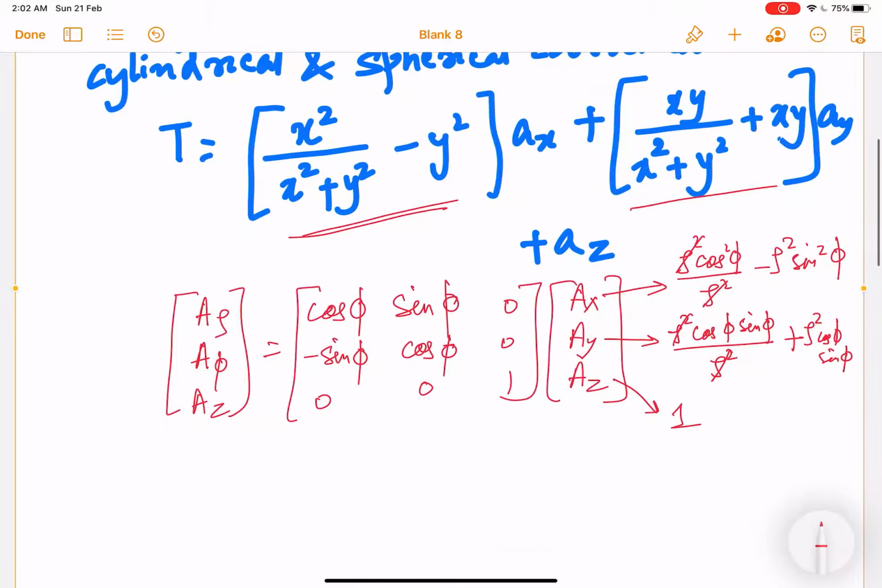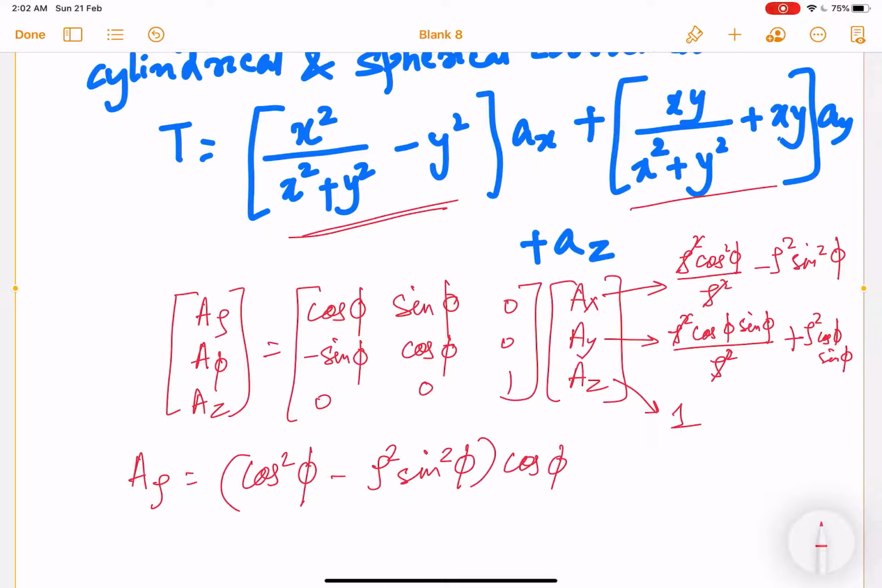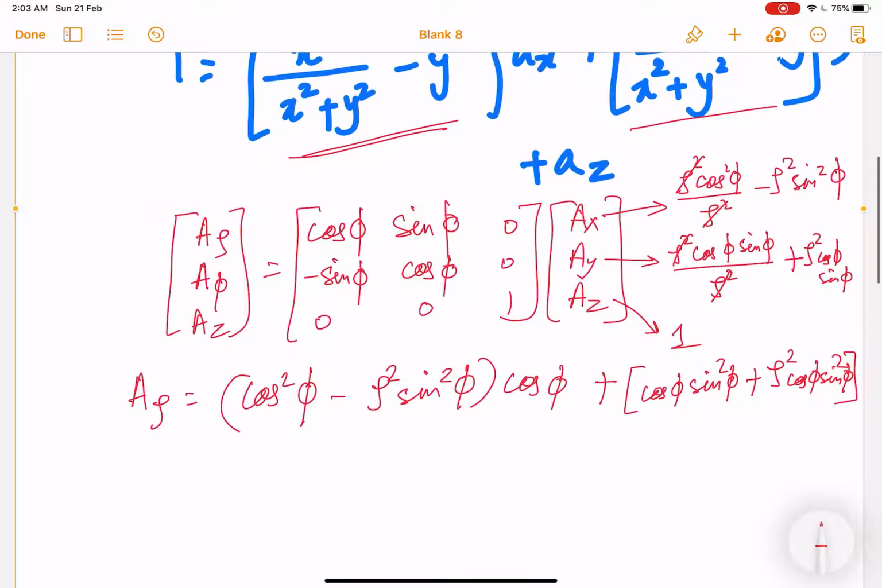Then if I have to take out a rho, I'll write cos square phi minus rho square sin square phi, whole into cos phi, plus the other term, cos phi sin phi plus rho square cos phi sin phi, this whole thing into sin phi. Let me just square it.